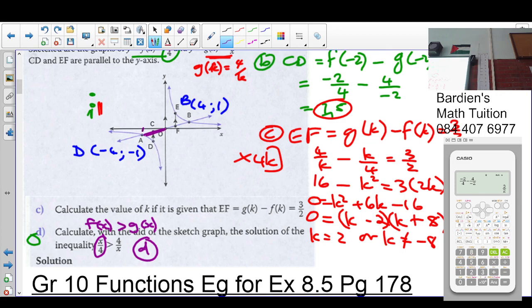So it's from a value of negative 4 till 0. So x is greater than negative 4 but less than 0. Or here you'll see the hyperbola is greater. Can you see that? Here the straight line is greater again, from 4 in that direction. So x is greater than 4. So the solution there is x is greater than negative 4 but less than 0, or x is more than 4.